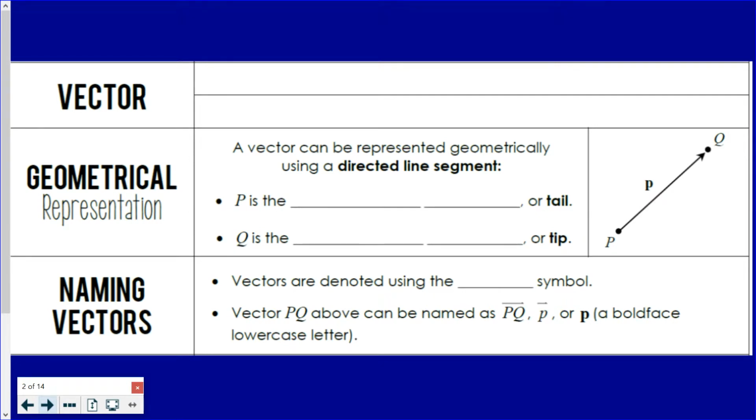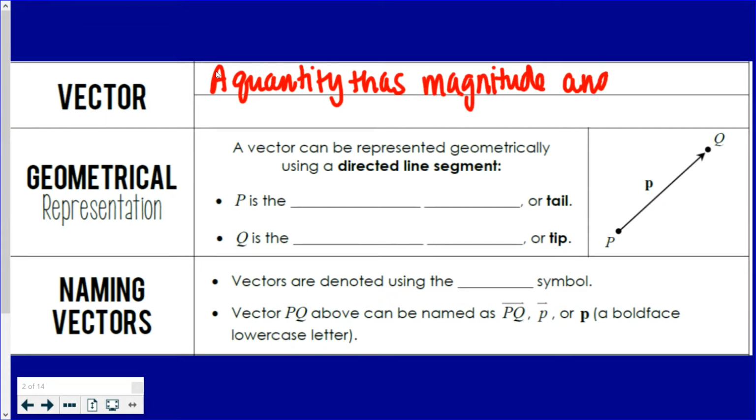So a vector is a quantity that has direction and magnitude. By magnitude I mean a length or a size, and direction. So a quantity that has magnitude or size and direction.